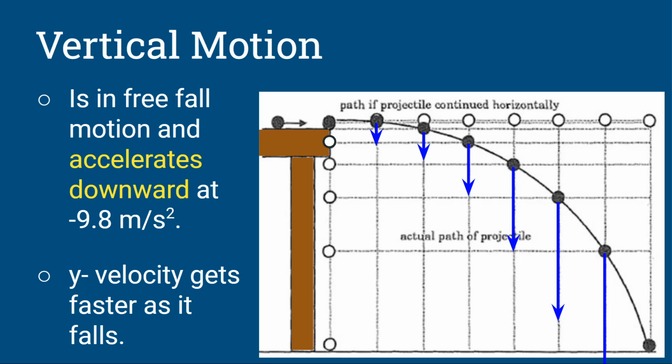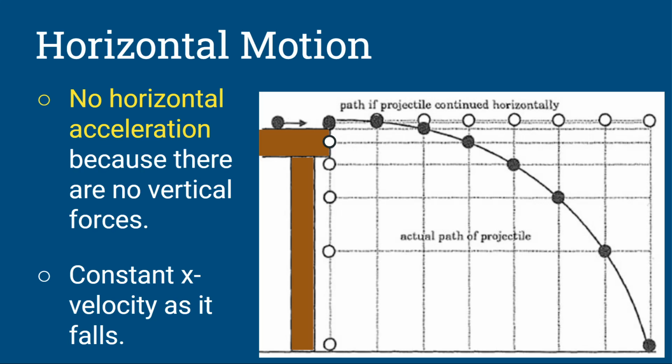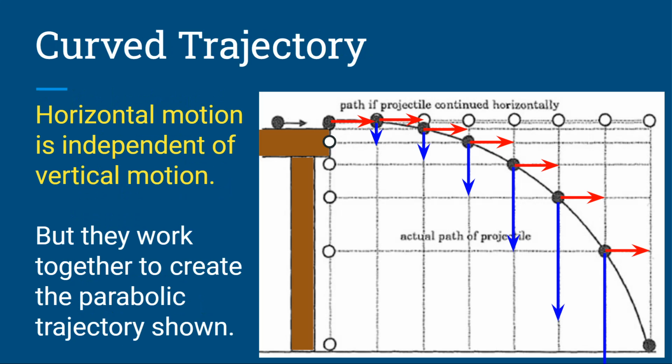Looking at the horizontal motion, on the other hand, it's constant velocity. There are no horizontal forces. There's nothing that would cause my horizontal velocity to change, and so it's the same every second, and all of those vectors would be equal in length if I was looking at the horizontal velocity, because there are no horizontal forces. So we have constant x velocity as this object falls. And again, those two act together to give us the parabolic shape that we've been talking about. But the horizontal motion is independent of the vertical motion, and when we do the calculations, we do need to keep them separate. They work together to give you the shape, though.